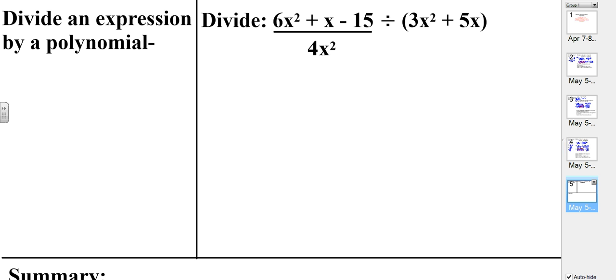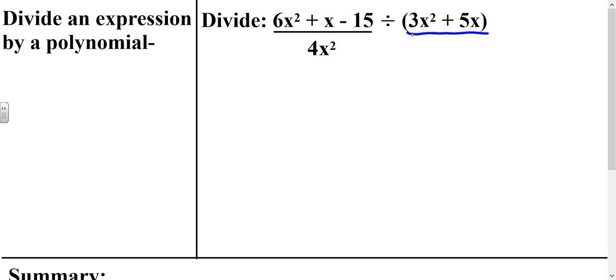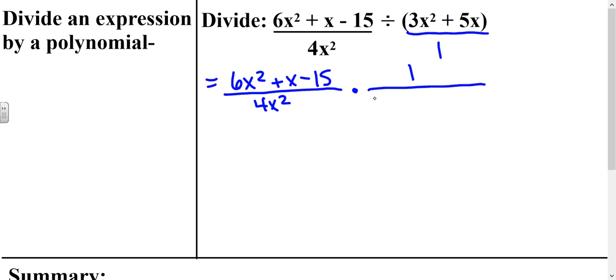Okay, this is the same thing. When I'm dividing an expression by a polynomial, it was kind of like the last one that I did. When I'm dividing fractions, it's easier if both of them are fractions. So all I'm going to do is just put a 1 on the bottom of this. Okay, then because I'm dividing, instead of dividing, it's easier if I multiply by the reciprocal. So I have 6x squared plus x minus 15 over 4x squared times, and I'm going to do the reciprocal of this, so it's going to be 1 over 3x squared plus 5x.